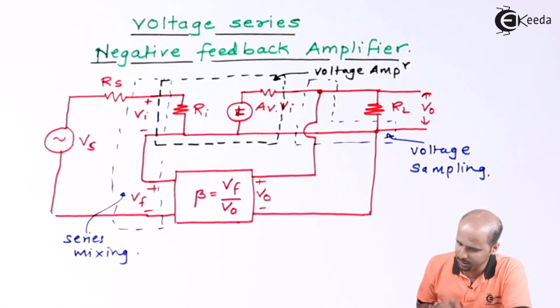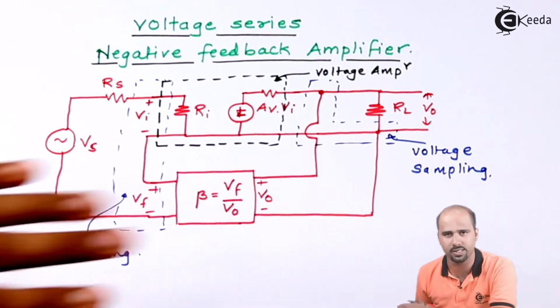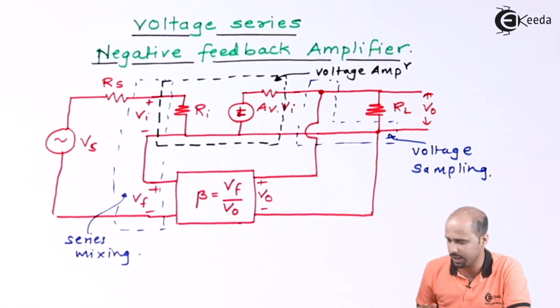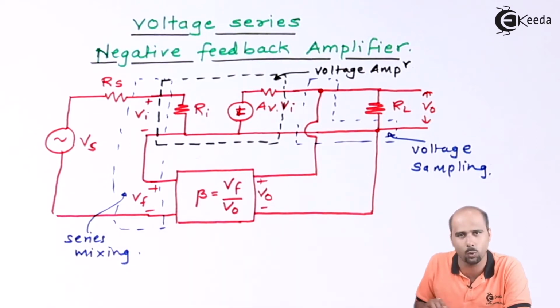Now from this circuit diagram we have to learn how we can get the voltage gain, the input impedance, and the output impedance with feedback. If feedback is not present, right now assume that this B box is not present. That means VF is equal to 0.